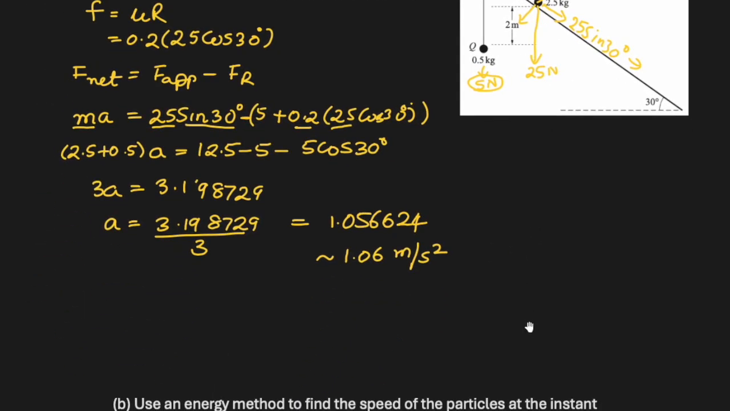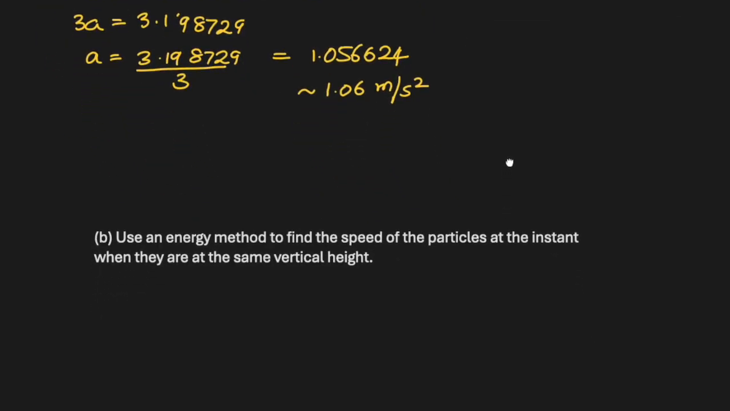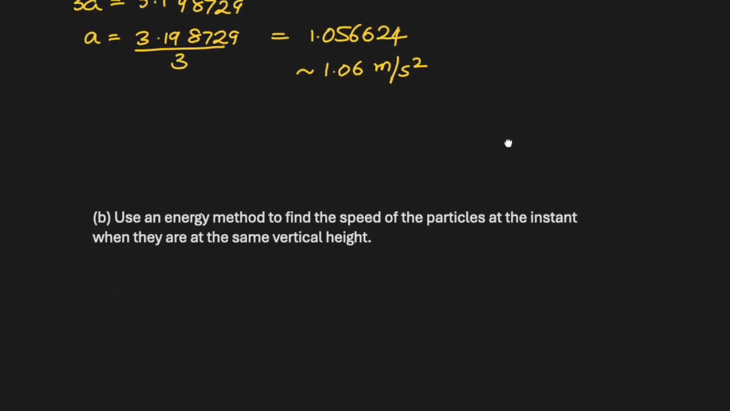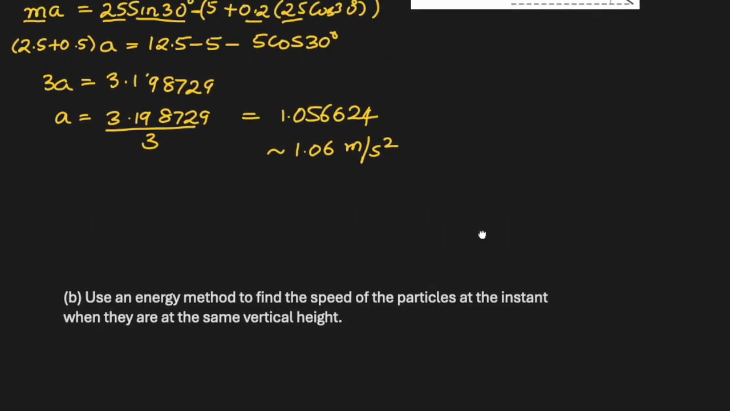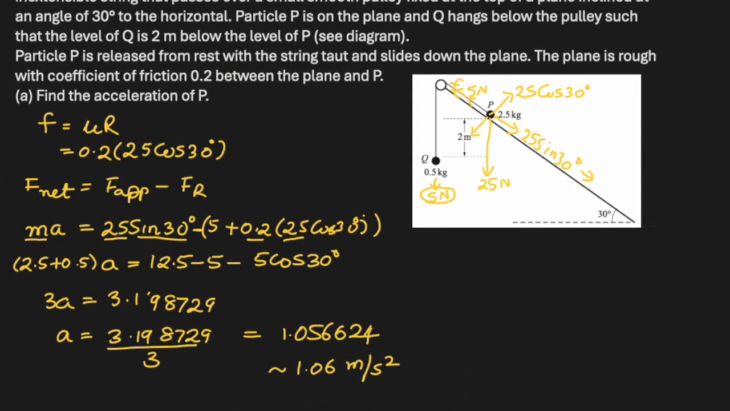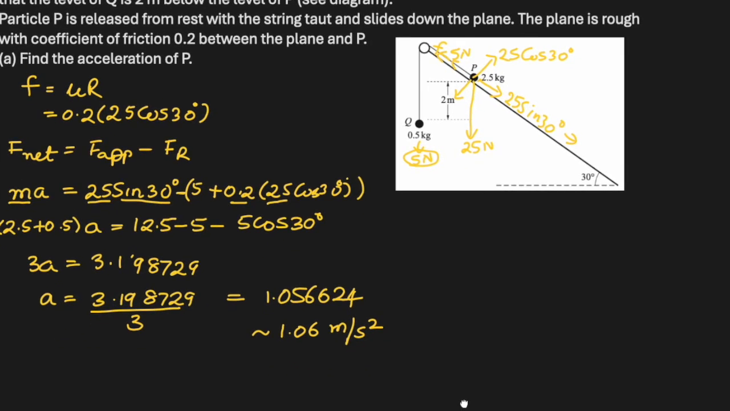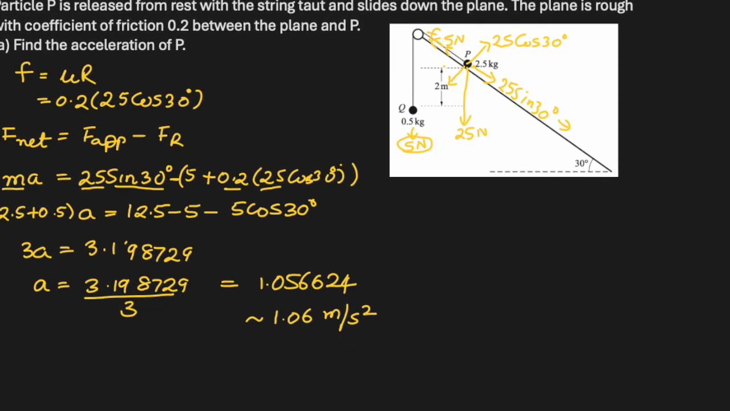Okay. Use the energy method to find the speed of the particles at the instant when they are at the same vertical height. The difference between their heights right now is 2 meters, but we want them to be at the same height. Let's find that one first. When they are at the same height, let's take only that instance.